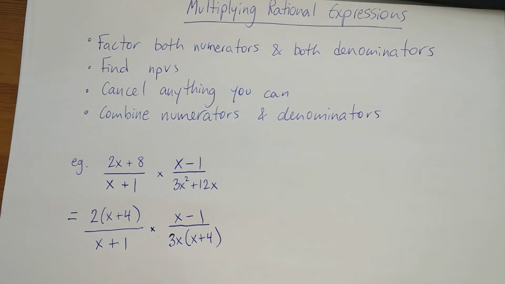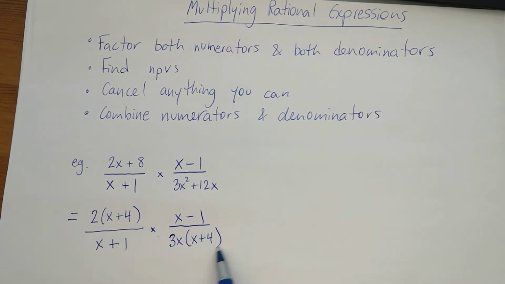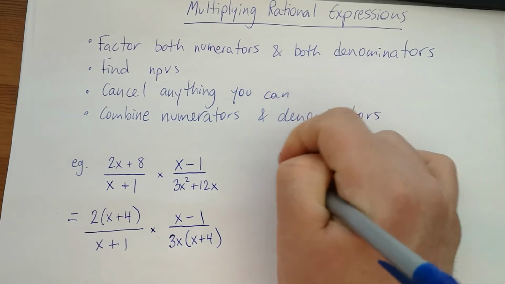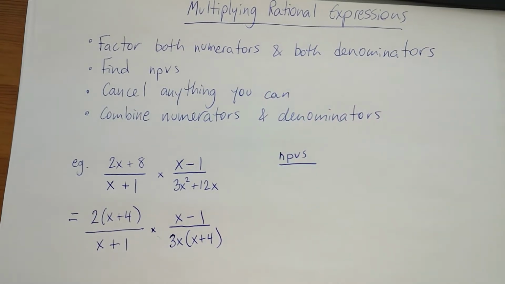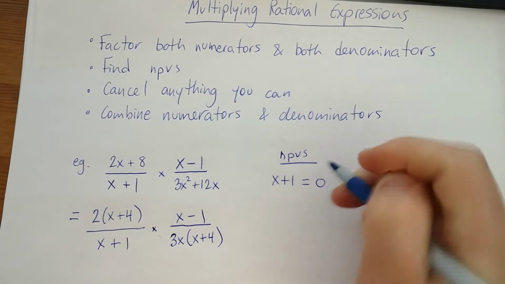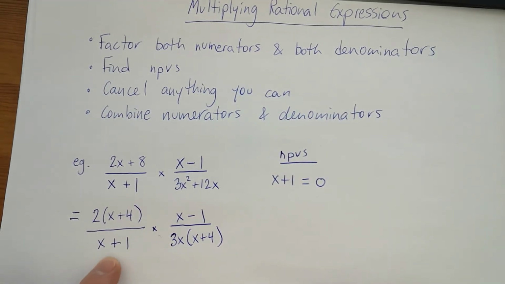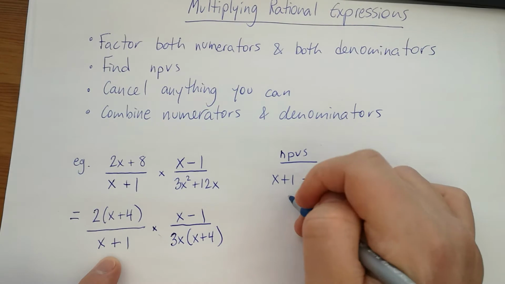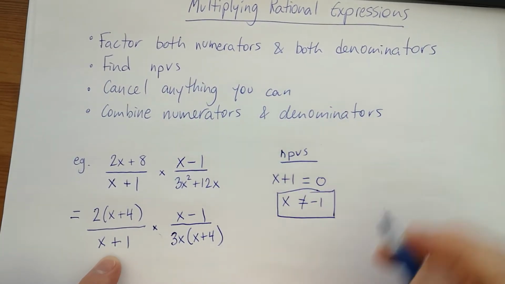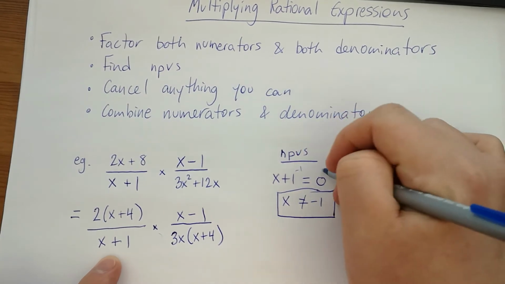Okay? So now we need to look at our denominators to find non-permissible values. I'm going to do that over here. Any denominator equaling 0 will be a non-permissible. So I'll start with x plus 1. That's going to tell me that x is not allowed to be negative 1, right? If we subtract 1 from both sides.